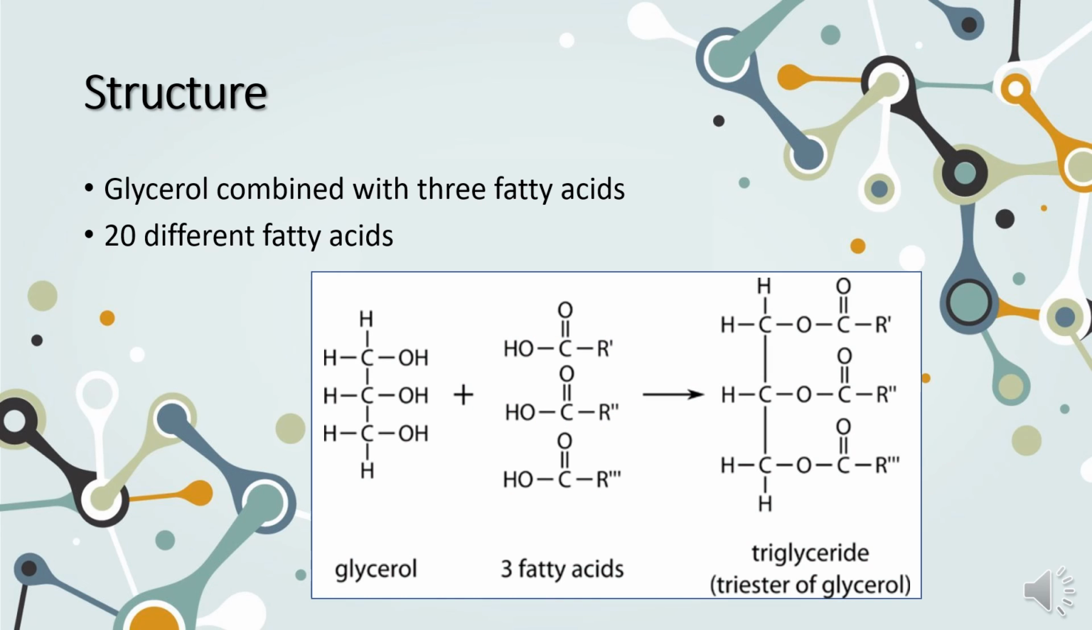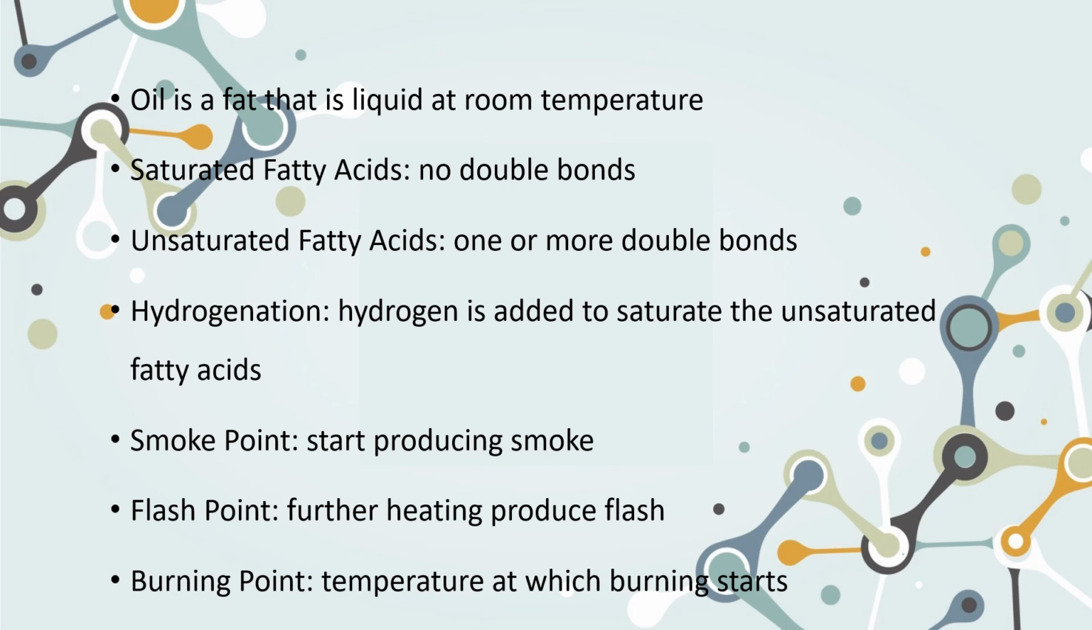The glycerol molecule is combined with three fatty acids and there are 20 different types of fatty acids. You can see here this is the glycerol molecule which has three hydroxyl groups and all three hydroxyl groups are very reactive. But it is not necessary that glycerol reacts with three fatty acids in order to make a lipid. It can react with one, which we will call a monoglyceride. If it is connected with two fatty acids then it will be called a diglyceride, and with three it is called a triglyceride.